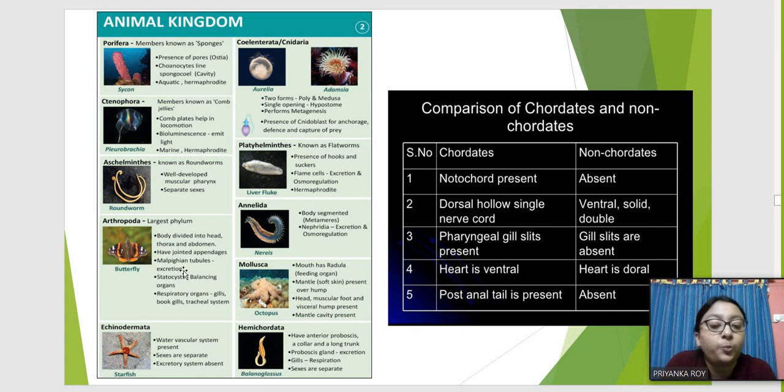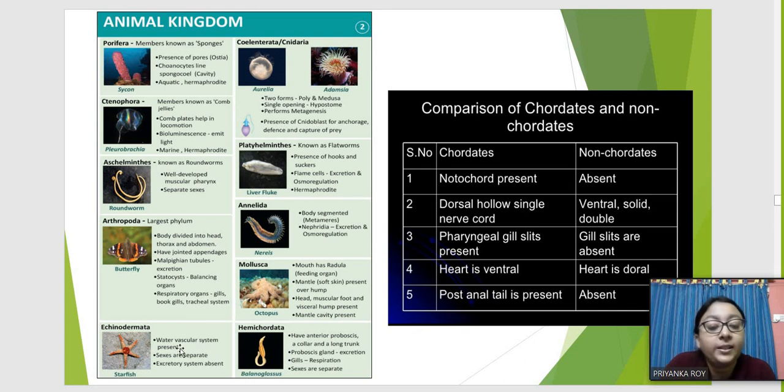And then comes the arthropod, the largest phylum, where we have all the insects, all the crabs, all the prawns, etc. And they have a body divided into head, thorax, abdomen, and they have jointed appendages, which is their characteristic feature, as well as different respiratory organs like gills, book gills, tracheal system, etc. Moving on with mollusks, I had already discussed that they have a soft body, and they have a muscular foot, and also they are sometimes covered by a shell and sometimes not, like octopus and snails, etc.